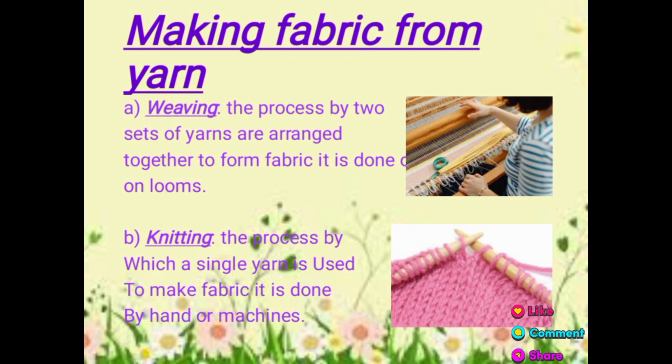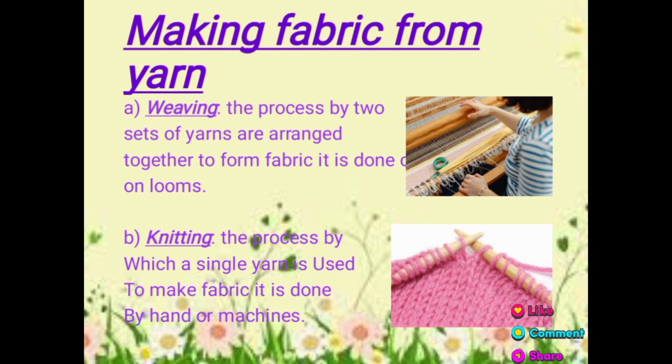Now making fabric from yarn. First one, weaving. The process by which two sets of yarns are arranged together to form fabric. It is done on looms. Here we need two sets of yarn to make a fabric. It is done only on handlooms or in the factory.